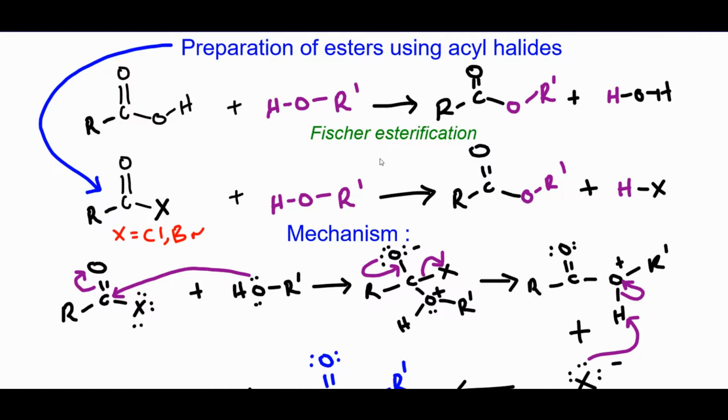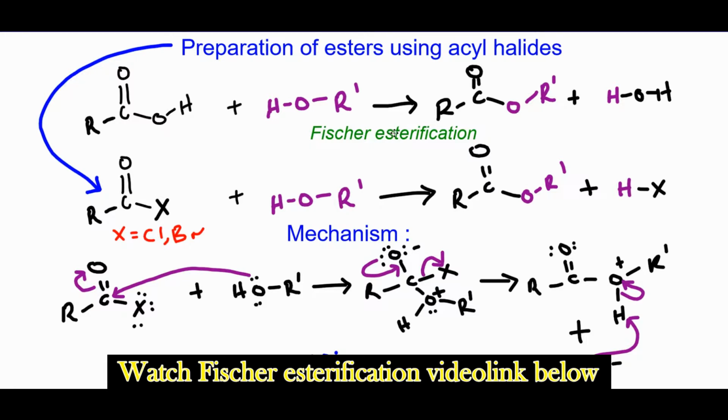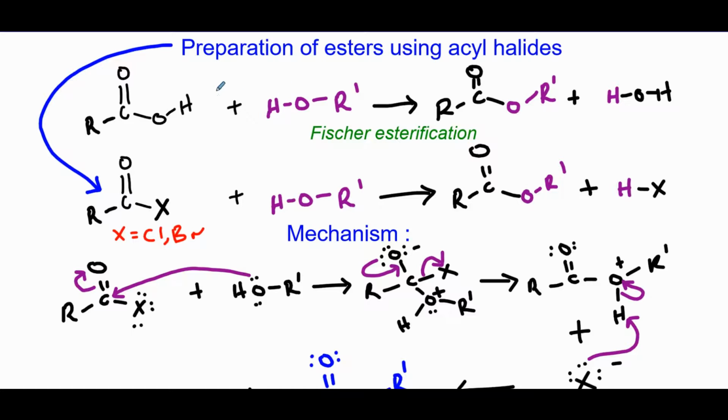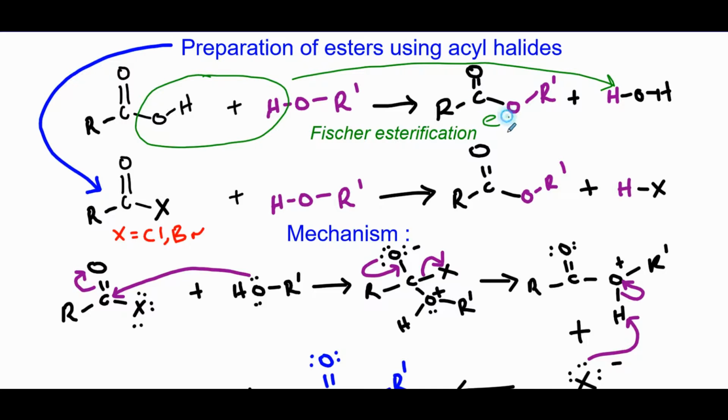Dr. M here. We're going to talk about preparation of esters using acyl halides. You should have viewed the other video talking about Fischer esterification, which is another way of making an ester. In that video, I gave you a shortcut on how to get your product. The acid should lose the OH, the alcohol part should lose the H, and that's how we're getting the water as a byproduct. Anything else that's not circled here makes the ester.